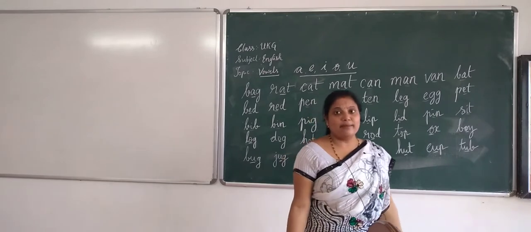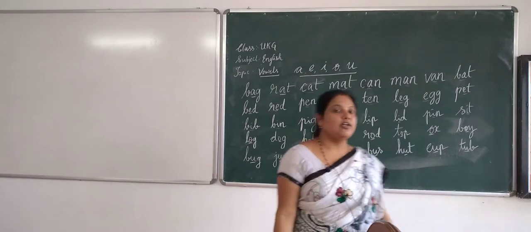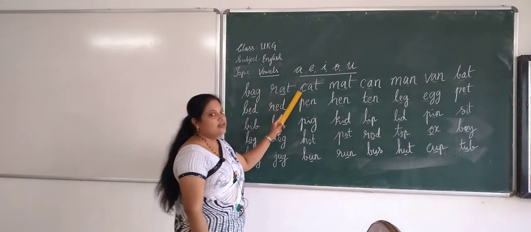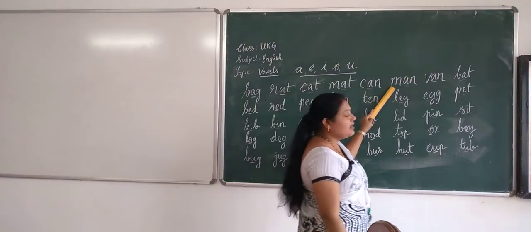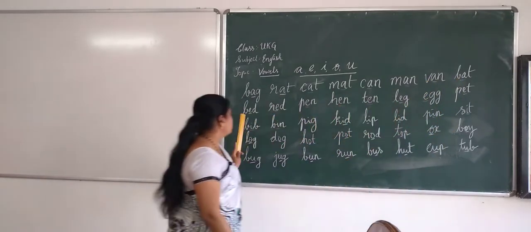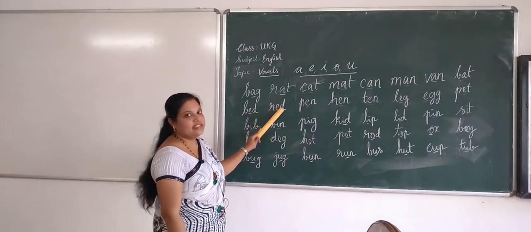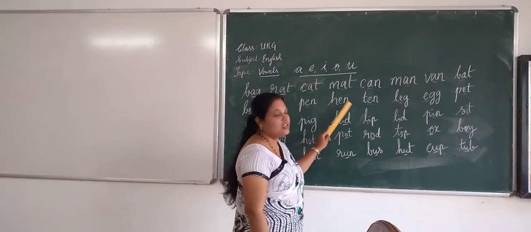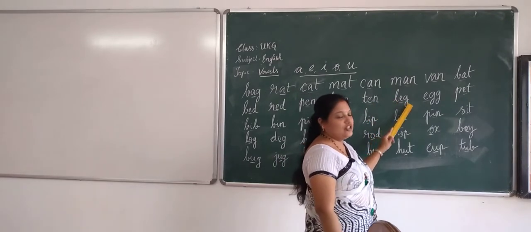Children, can you all repeat along with me? You need to say it louder. Shall we begin? Bag, rat, cat, mat, can, man, van, bat. Now read this: B-E-D, bed. R-E-D, red. P-E-N, pen. H-E-N, hen. T-E-N, ten. L-E-G, leg.